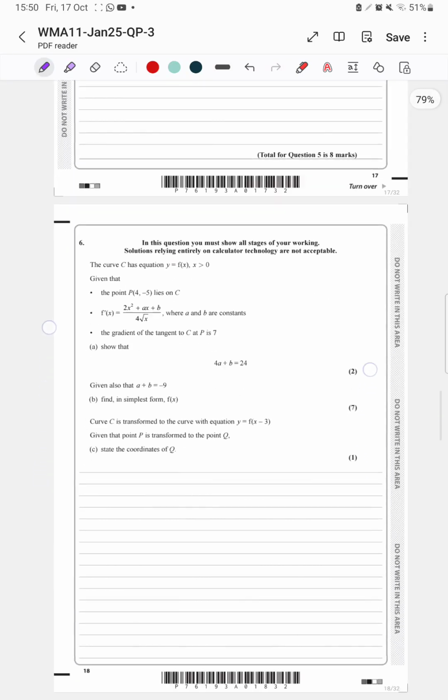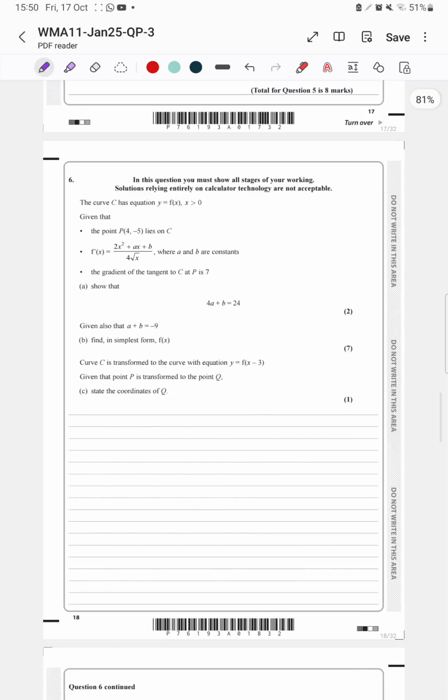Now we have our next question. So the question is, the curve has been given an equation like y equal to f of x. The function is not given, but it is given that x is greater than 0. The point P, 4 and minus 4, lies on C, and f dash x is given. The gradient of the tangent to the curve at point P is 7. So we have to show this thing, 4a plus b is equal to 24.